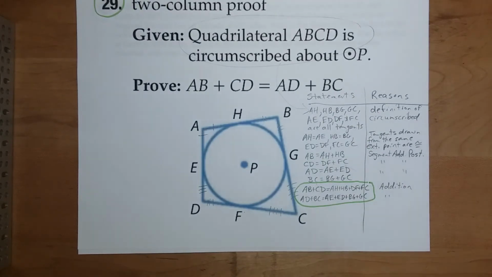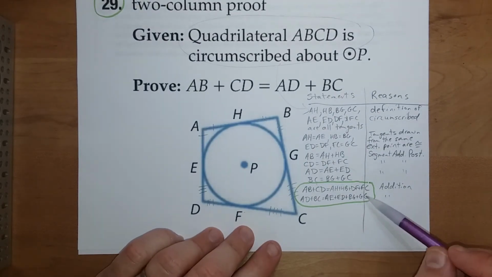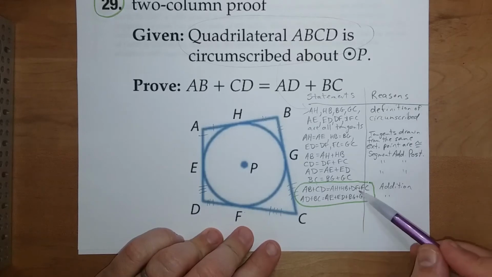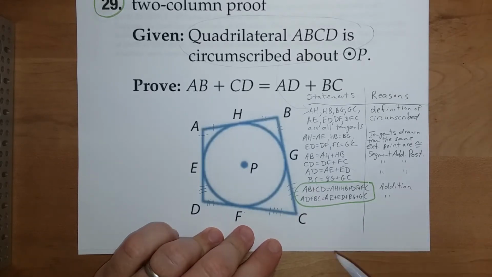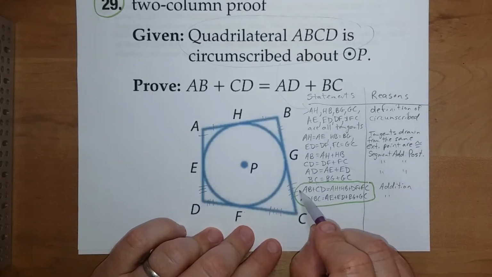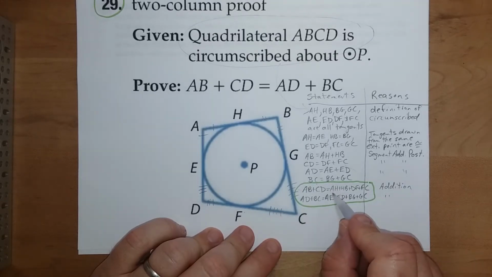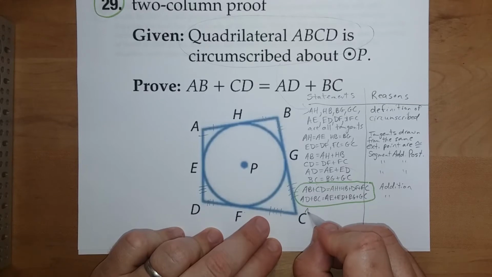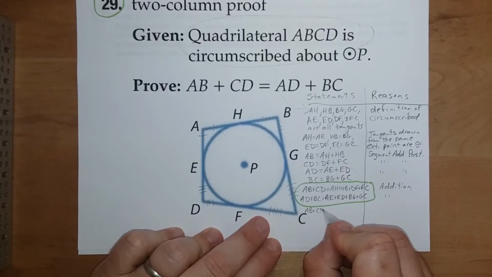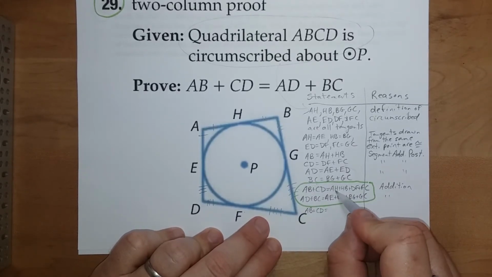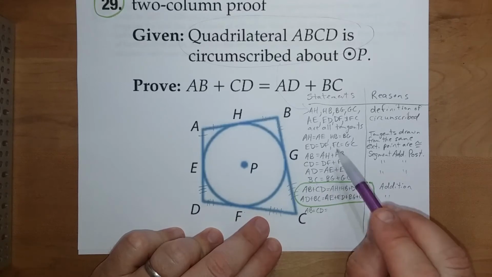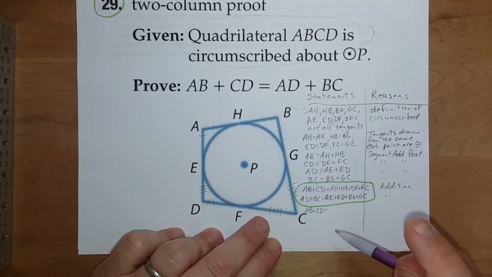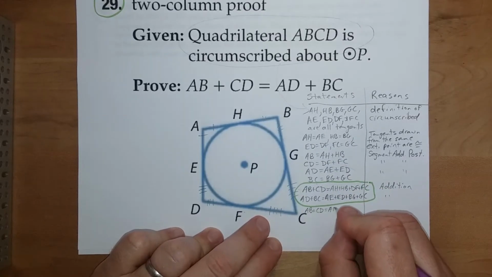So if somehow I could get the right side of one of these equations to look like the other one, then we can do a substitution. So why don't I take this first one, and substitute in some things for these segments on the right side. I'm going to say AB plus CD equals, instead of AH, what does AH equal? It equals AE. I'll substitute that in.